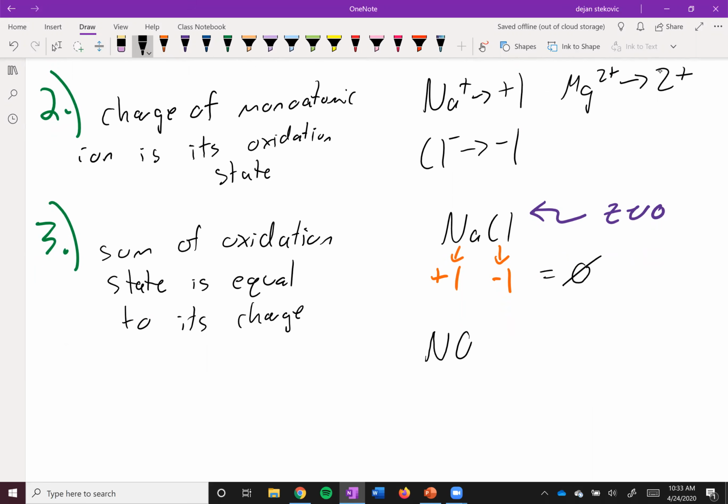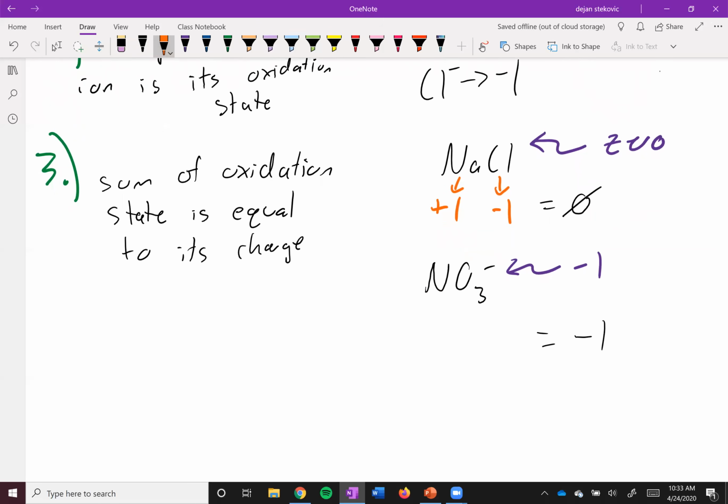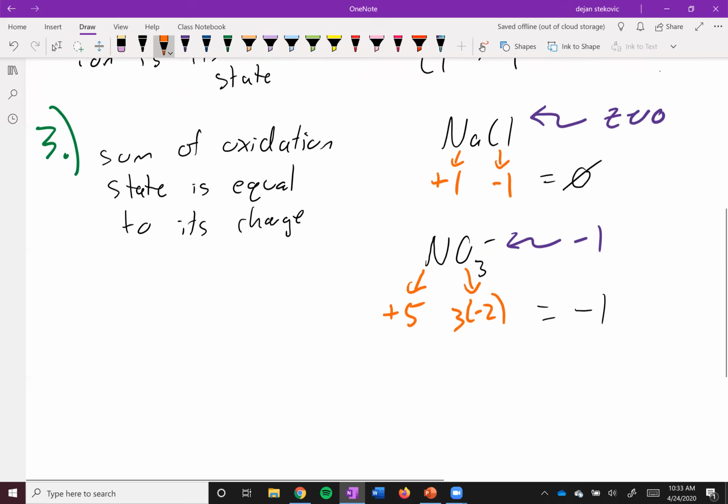Another example, nitrate. We see that its charge is -1. And so all of these oxidation states add up to -1. Think about what nitrogen can be. Nitrogen can have a bunch of different oxidation states, so you don't really know. Oxygen, think about what that is. Most of the time, oxygen is -2. There's 3 of them. And so that's a total of -6 coming from the oxygens. So what must nitrogen be to be an overall charge of -1? Well, nitrogen must be +5.